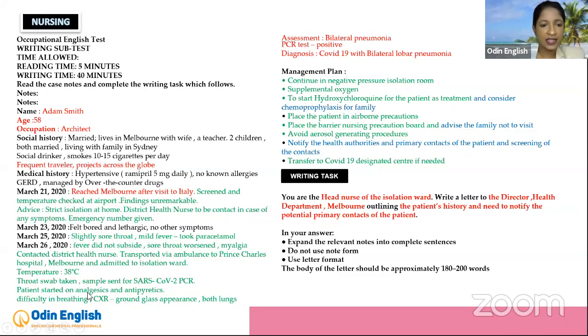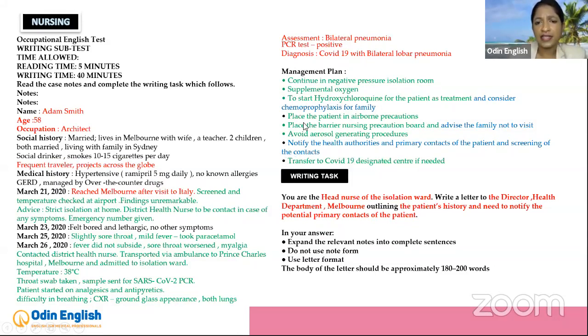His temperature was 38 degrees. His throat swab was taken and it was sent for SARS-CoV-2 PCR. He was started on analgesics and antipyretics. He had difficulty in breathing, so a chest X-ray was taken and he had a ground glass appearance of both lungs. So our assessment was bilateral pneumonia and PCR test positive. Diagnosis was COVID-19 with bilateral pneumonia, continue negative pressure isolation room, supplemental oxygen, start hydroxychloroquine, etc. Place the patient in airborne precautions, place the barrier nursing precaution board, avoid aerosol generating procedures, transfer to COVID-19.